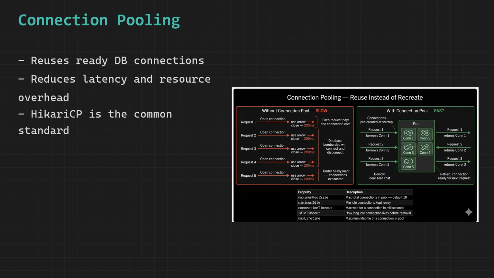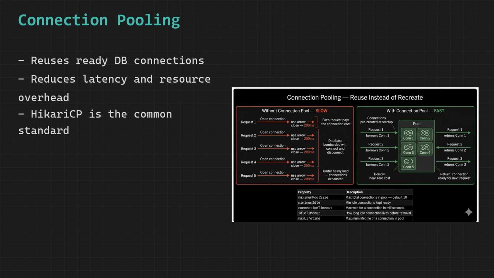Every time you call DriverManager.getConnection, Java performs a TCP handshake with the database server, authenticates your username and password, and sets up a session. This typically takes 50 to 200 milliseconds depending on the network and server load. For a web application handling hundreds of requests per second, paying this cost for every single request is completely unacceptable. It would make your application catastrophically slow.